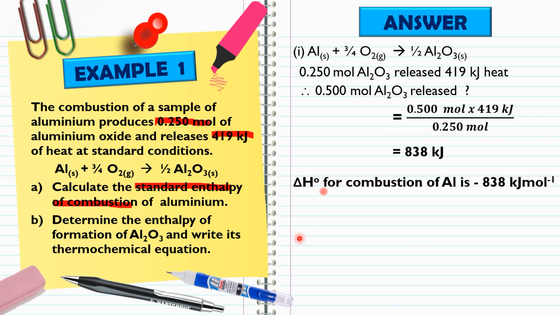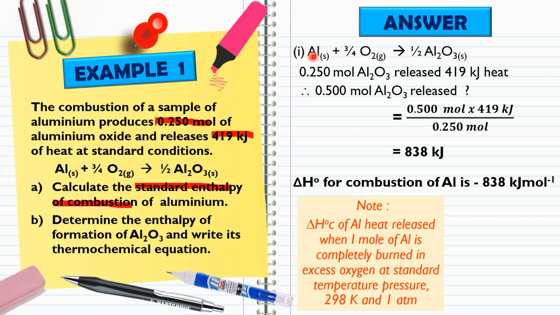So therefore you have to write the conclusion. As we know, enthalpy of combustion involves heat release. So you write it again, the conclusion. Delta H naught for combustion of aluminium is negative 838 kilojoule per mole. The unit here should be kilojoule per mole because the question asks about standard enthalpy of combustion, so it's referring to the combustion of 1 mole of aluminium.